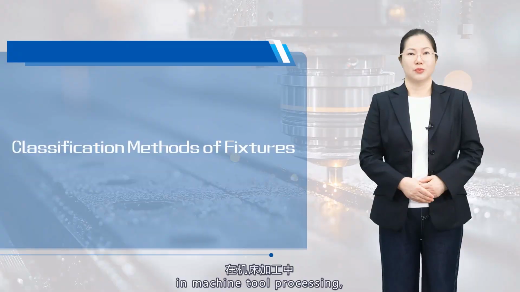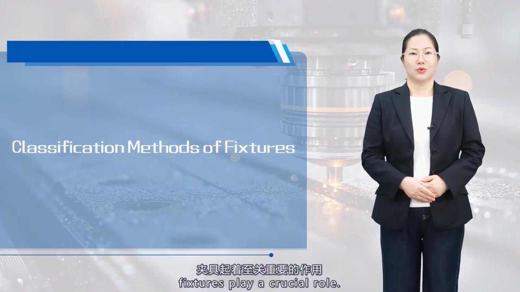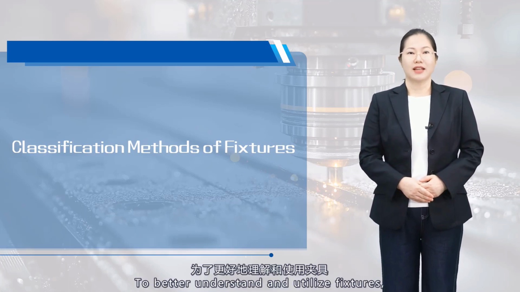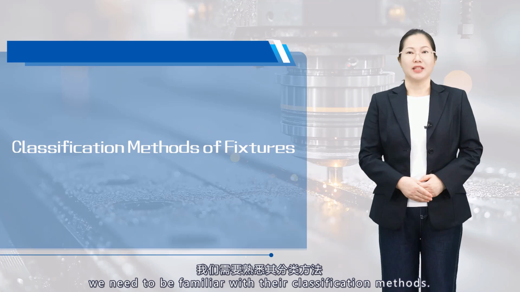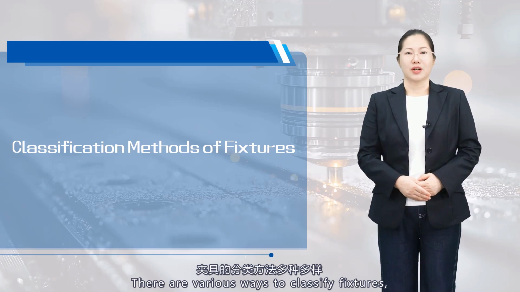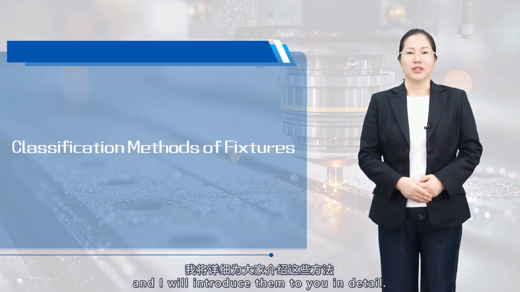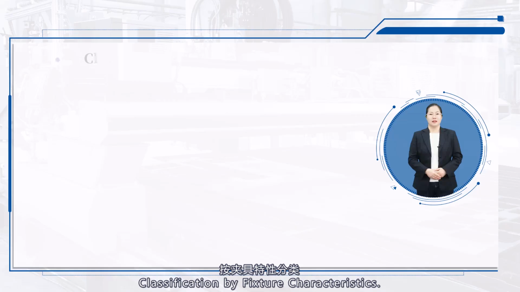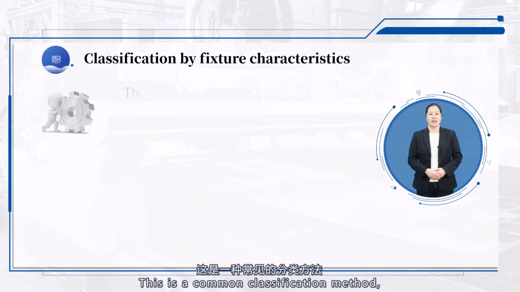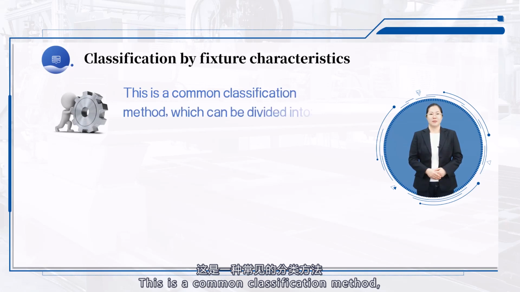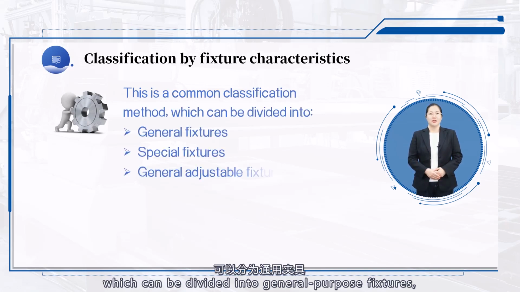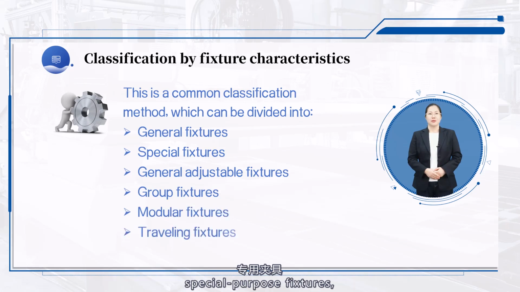Students, in machine tool processing, fixtures play a crucial role. To better understand and utilize fixtures, we need to be familiar with their classification methods. There are various ways to classify fixtures, and I will introduce them to you in detail. Classification by fixture characteristics. This is a common classification method which can be divided into general-purpose fixtures, special-purpose fixtures, general adjustable fixtures, group fixtures, modular fixtures, and traveling fixtures.